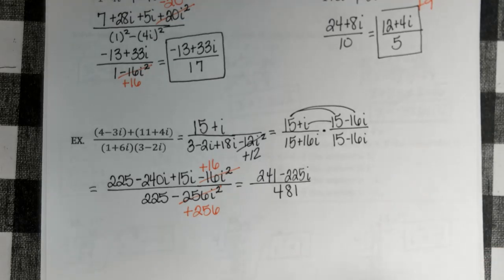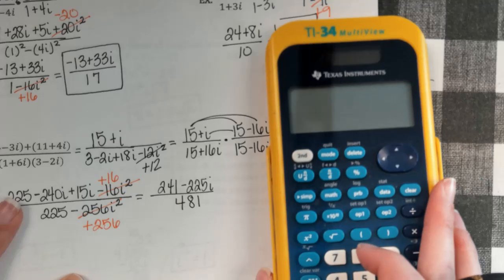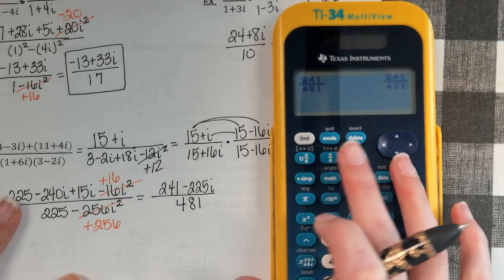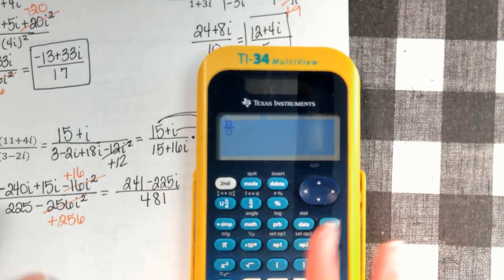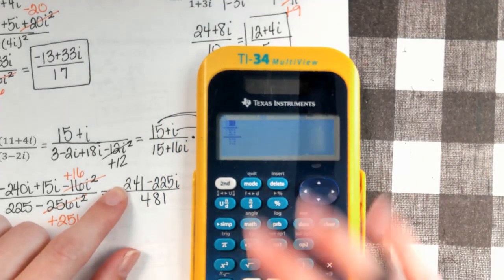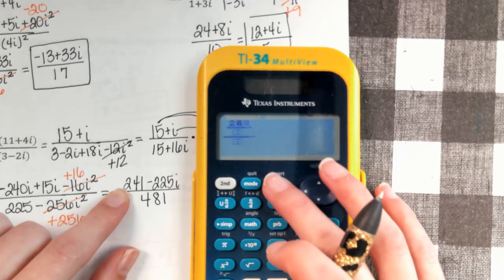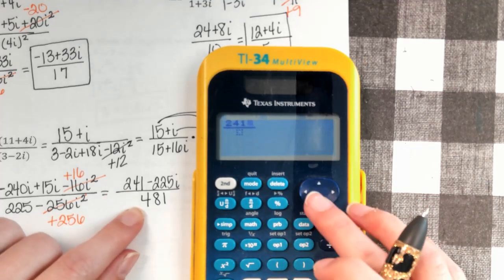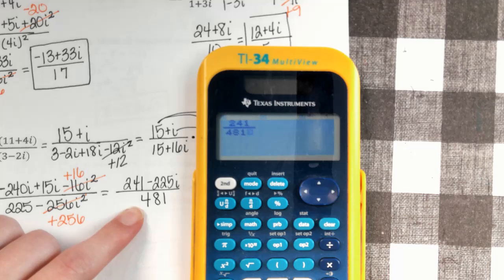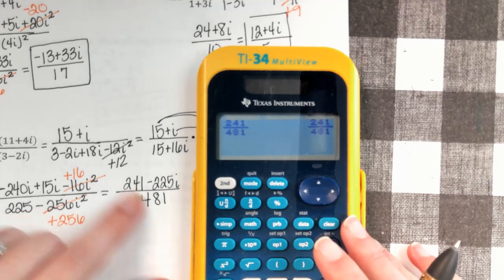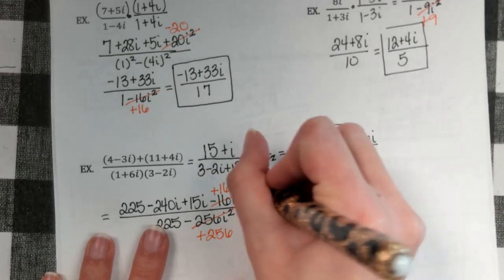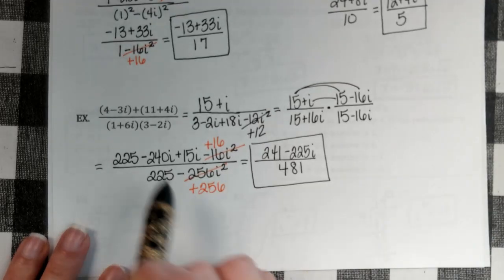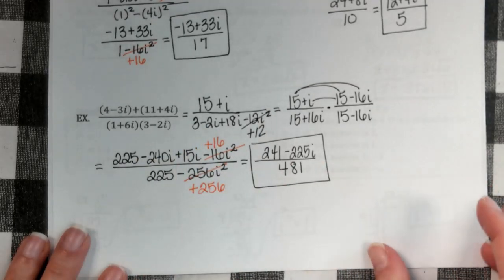When your numbers are this large, I'm going to show you a trick. Take your calculator and if you get a fraction, if you just take 241 over 481 and that simplifies, then that means I could probably simplify the other one. I cannot simplify this, so there's nothing left to do. Okay? Just because it looks hard doesn't mean it is. You just have larger numbers.